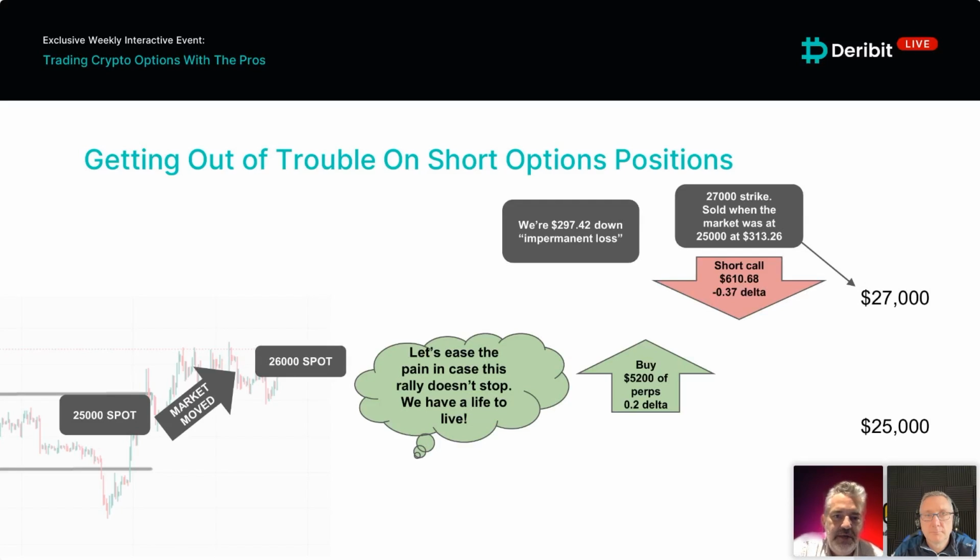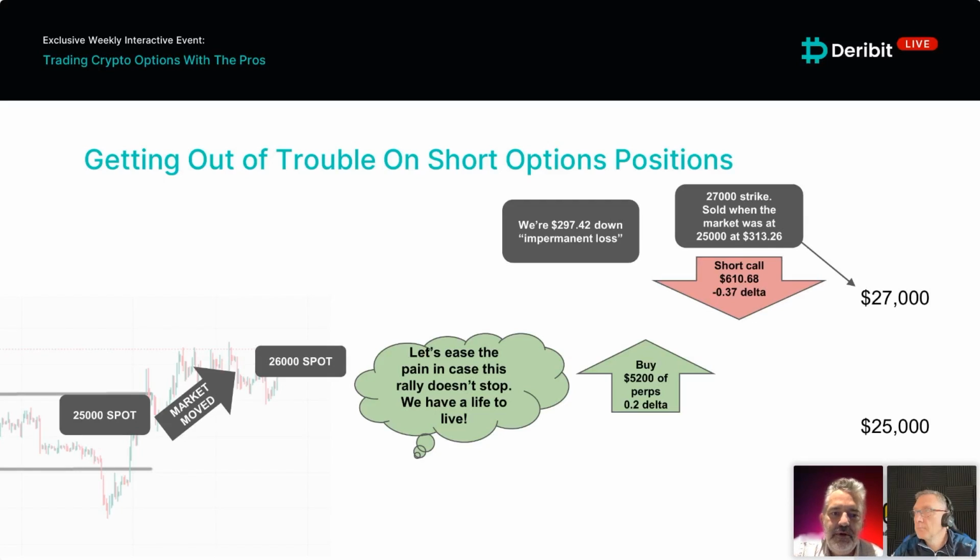So I'm going to buy, finger in the air, 0.2 delta of perpetuals. Now, 0.2 delta at 26,000 spot comes to about $5,000. Well, exactly, actually, $5,200 of perpetuals. And now my net delta on this entire position is the minus 0.37 delta of the short call plus my 0.2 delta of my long perpetuals. So my net delta is now back down to negative 0.27, which is not far from what it was when I actually first sold the call.